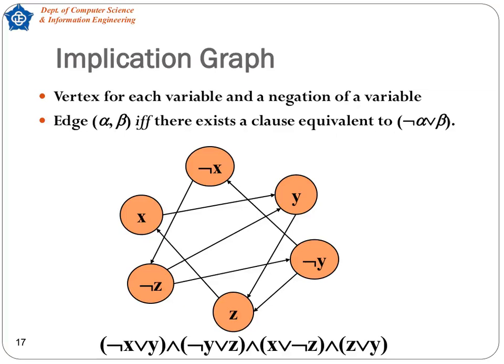Concretely, from (not X or Y), we get X to Y, and not Y to not X. From (not Y or not Z), we get Y to not Z, and Z to not Y. From (X or not Z), we get Z to X, and not X to not Z. From (Z or Y), we get not Z to Y, and not Y to Z. Together, these edges form the directed graph you see here, the core structure we use to check satisfiability in linear time.